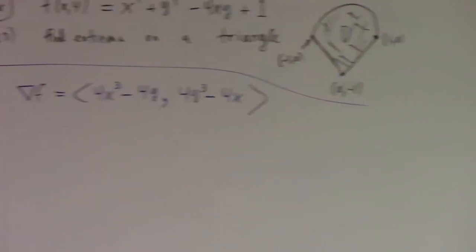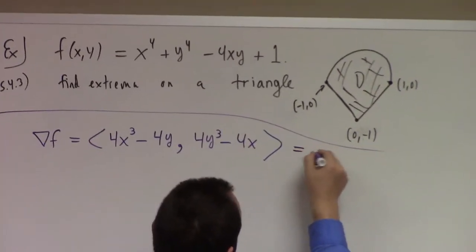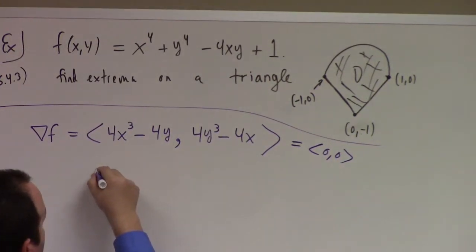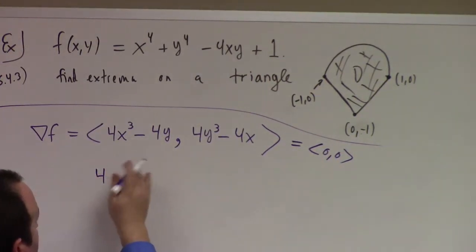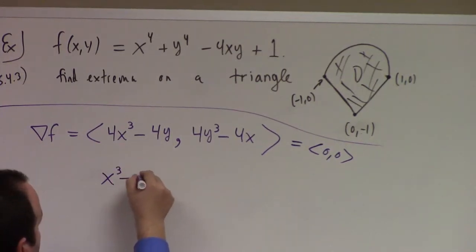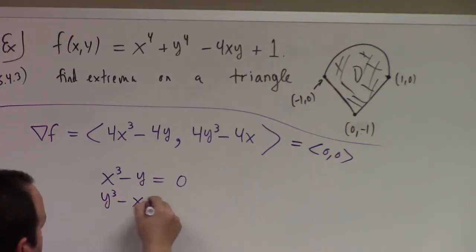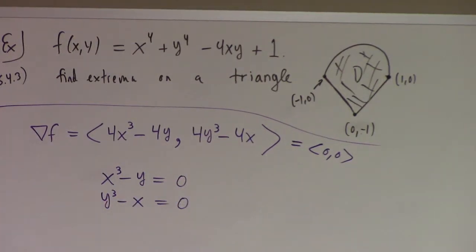And so we set that equal to 0 to look for critical points. What does that give us? That gives us 4. Well, you get rid of the 4's, right? So you've got x cubed minus y is equal to 0, and y cubed minus x is equal to 0. We need to solve those simultaneously, right? Because we need both of those equations to be true at a critical point.